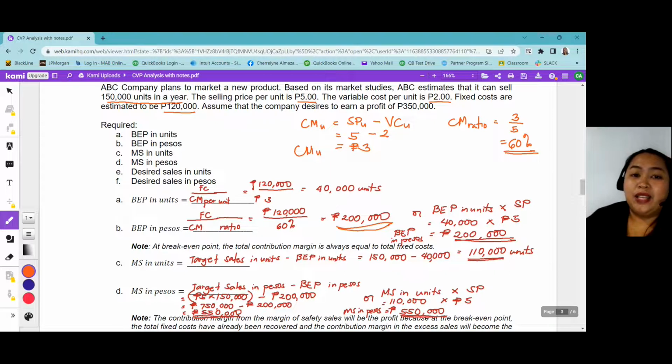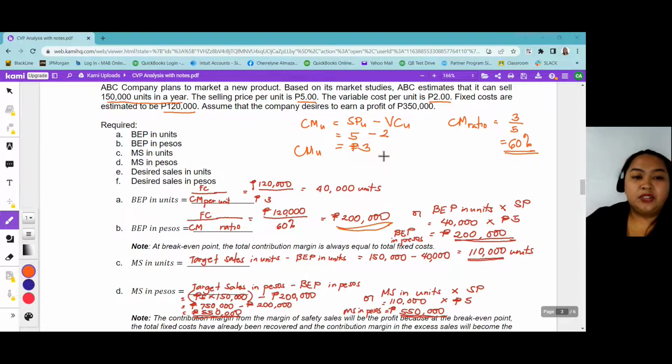Okay? So this is a very basic computation dito sa accounting. Kung kaya wag niyong kakalimutan yung mga formulas at saka relationships ng different items natin for CVP analysis. Okay. Next, MS in units. Your formula for MS in units is your target sales less your break-even points. So, ang target sales daw ni ABC for this year is 150,000 units less 40,000 units. So, your MS in units is 110,000 units.